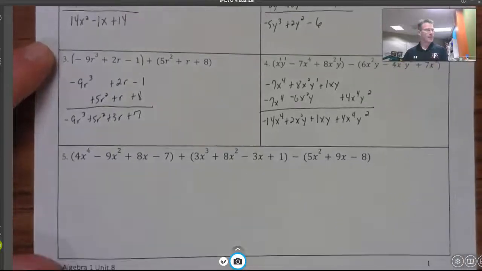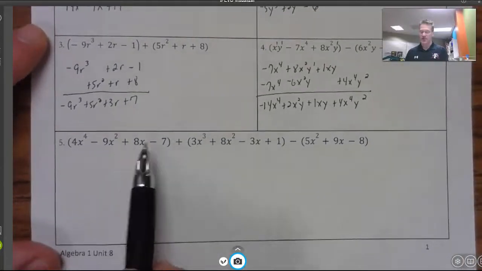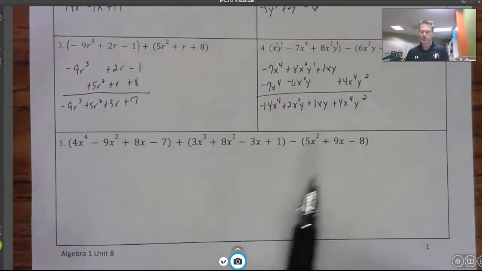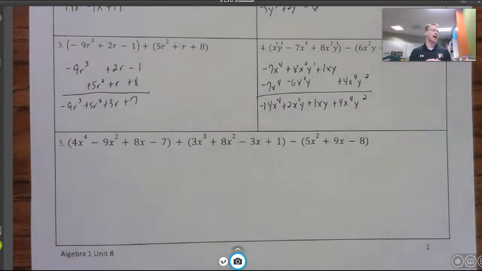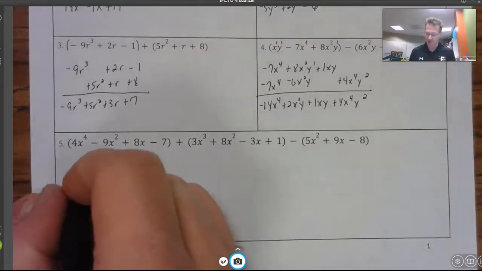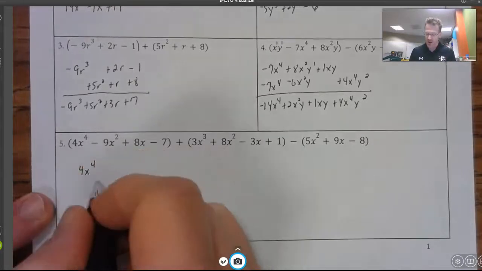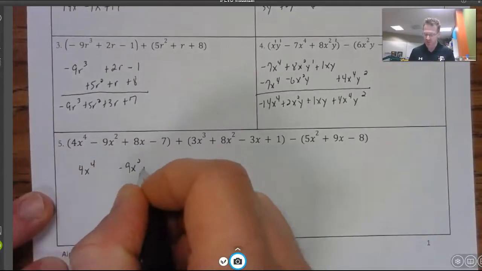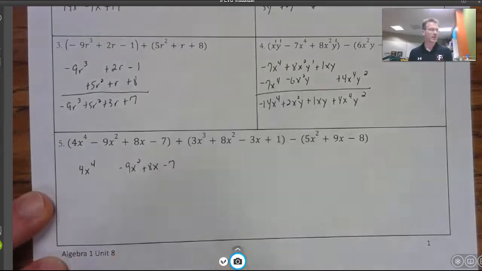Now, when we look at number 5, notice sometimes we add or subtract multiple polynomial expressions. This is where I really find the stacking is very useful, because when you start getting to 3 or 4 different expressions that you're adding or subtracting, it sometimes becomes hard to keep track of all the different terms. So I'm going to start with my first term here. I have a 4x to the 4th. I'm missing an x cubed term, so I'm going to leave a space, and then I have an x squared term, an x term, and then a number term.